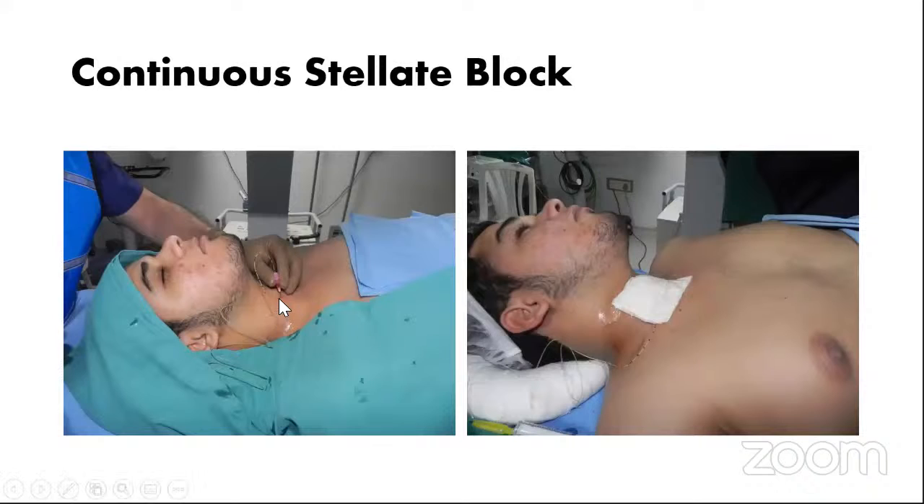So I use a simple 18-gauge needle, and then I place the catheter in place, and then I attach this to the infusion pump, which delivers 0.1% ropivacaine at around 2 ml per hour, and send the patient home. But the problem is, in 2 patients, one patient complained of continuous hoarseness of voice until the infusion was stopped, and the second patient had continuous dysphagia until the infusion was stopped. So these are the possible problems with continuous infusions, and I no longer use these infusions.